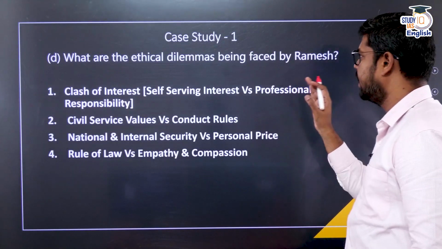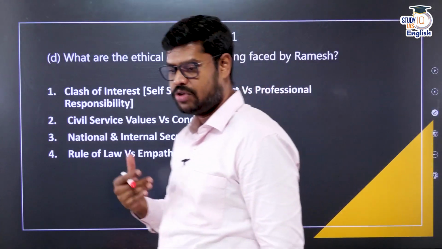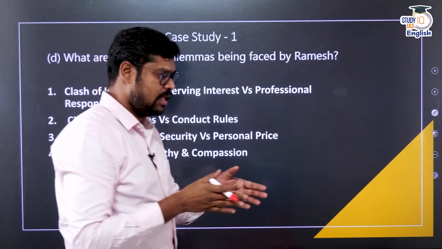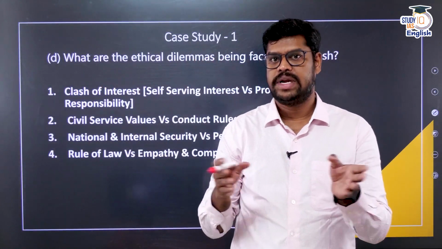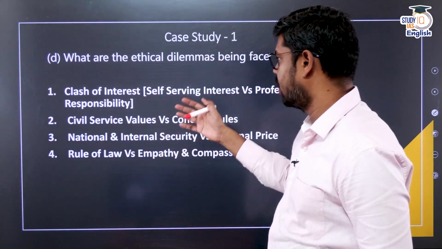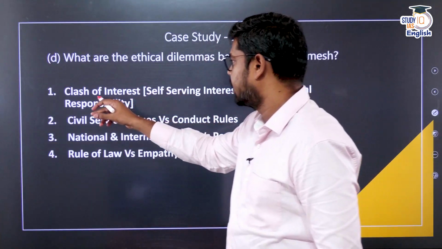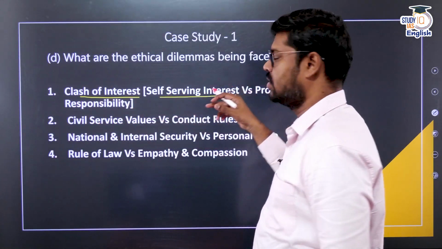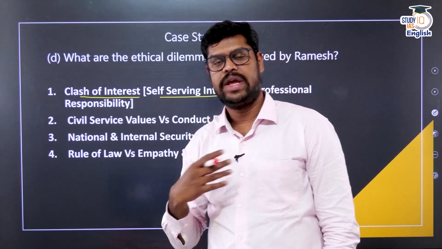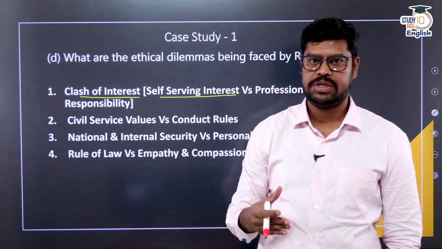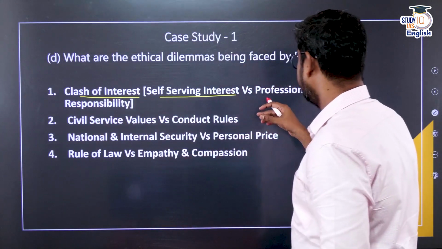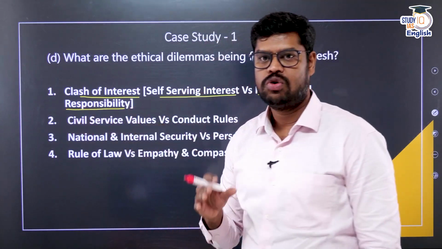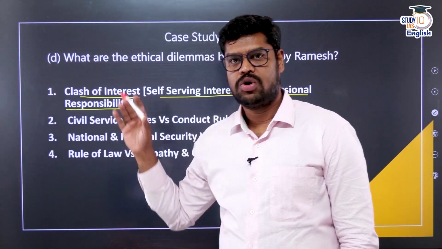What are the ethical dilemmas being faced by Ramesh? So what kind of dilemmas may he have to undergo in the entire process? An ethical dilemma is something where he has to decide between what is right and wrong. So what kind of ethical dilemma? Definitely there is a clash of interest, a conflict of interest. There is a self-serving interest to take care of his mother, to take care of his children and their education. But at the same time, he also has to carry out his responsibilities and duties as an honest officer known for integrity. So that is the conflict that he has to undergo.